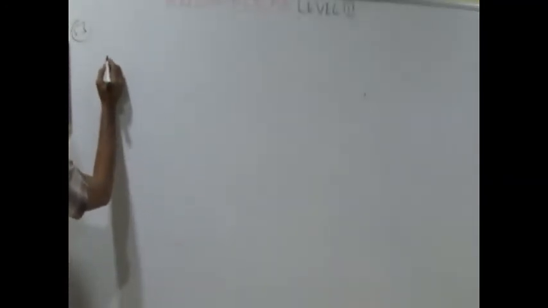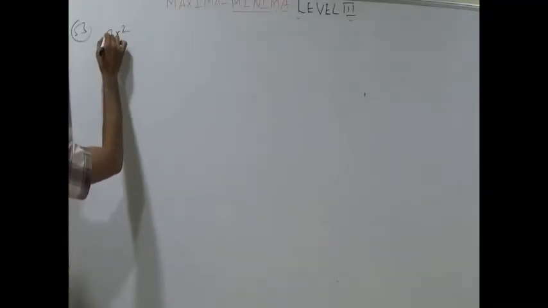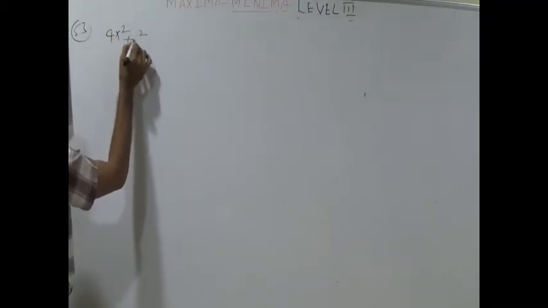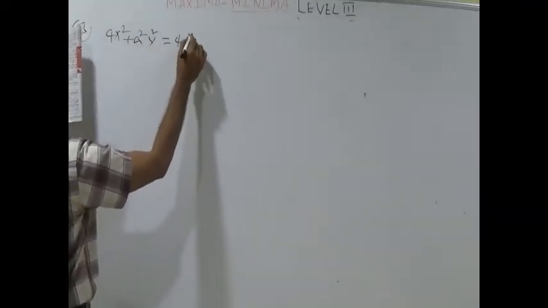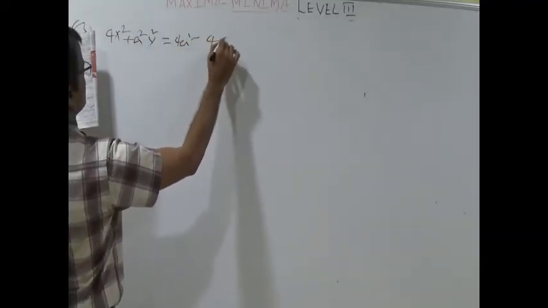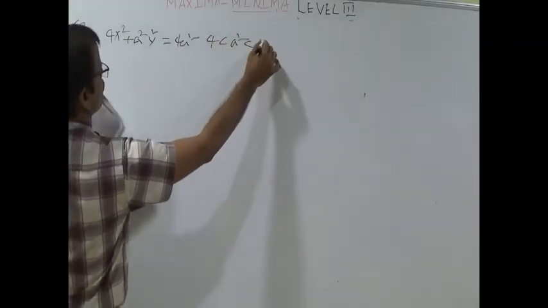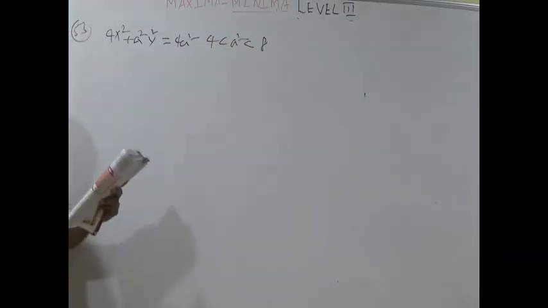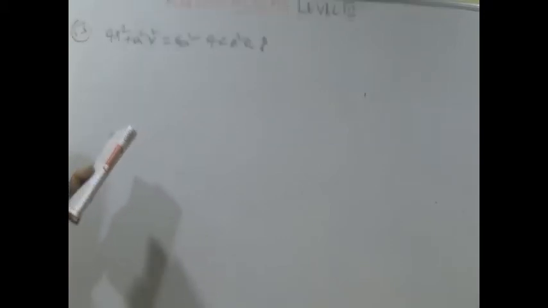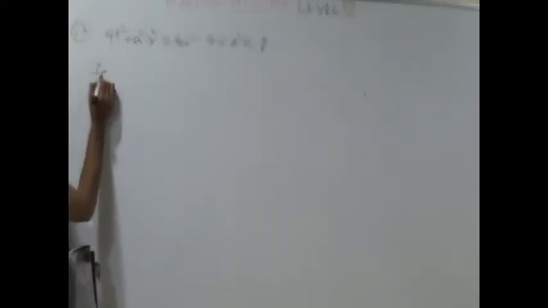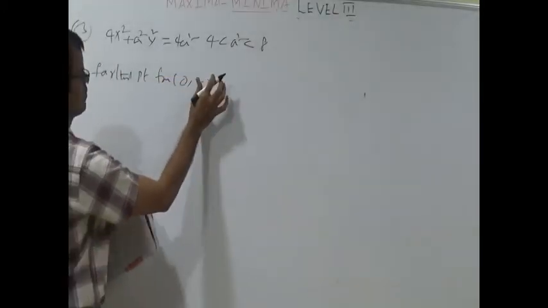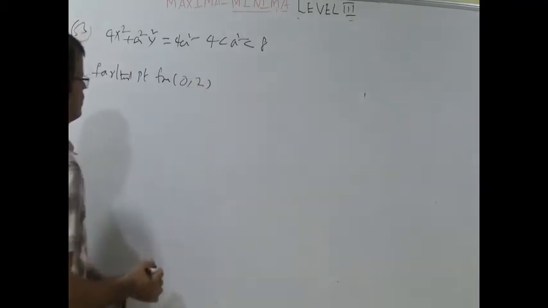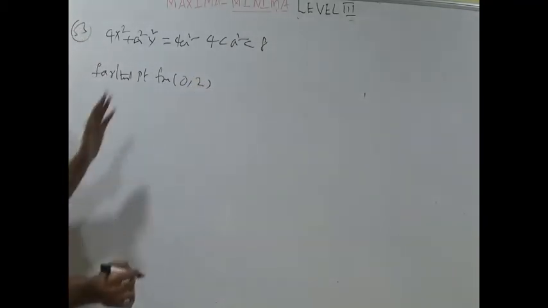53rd question. The point on the curve 4x square plus a square y square is equal to 4a square. The condition given is 4 less than a square less than 8. That farthest point from (0, 2). So let us standardize the equation.